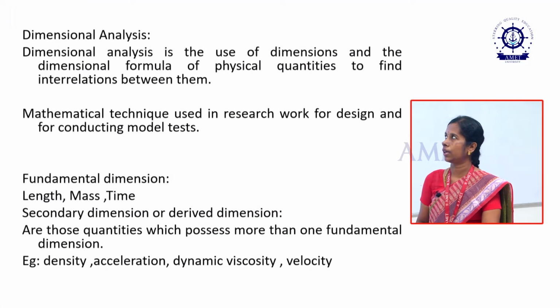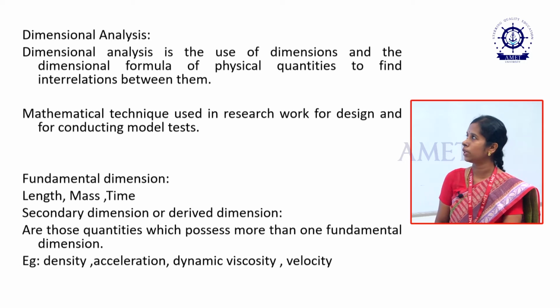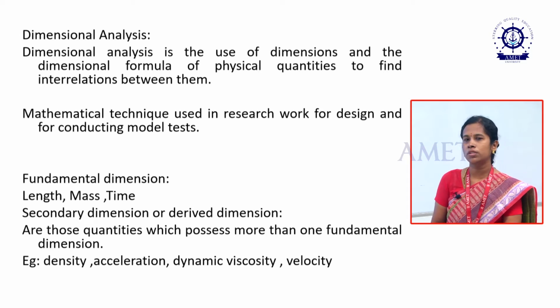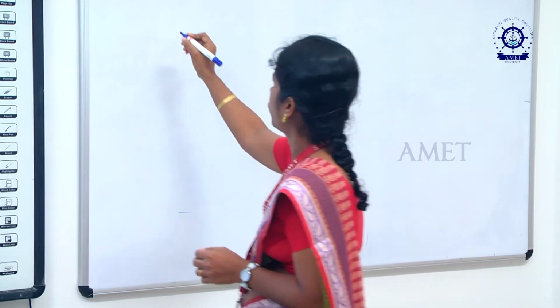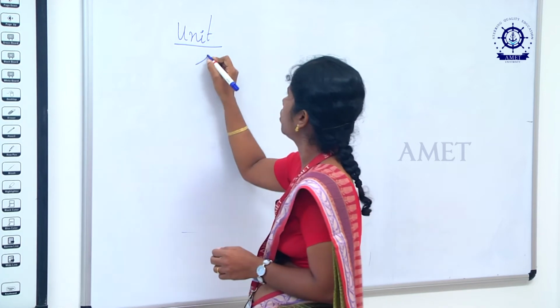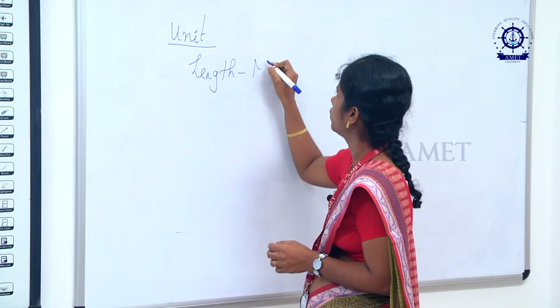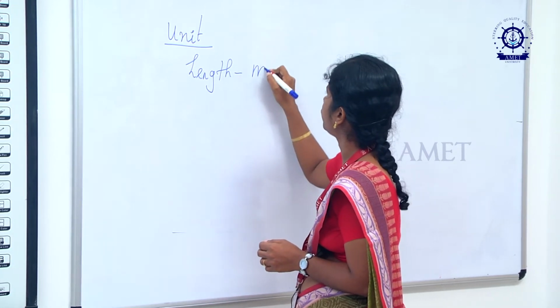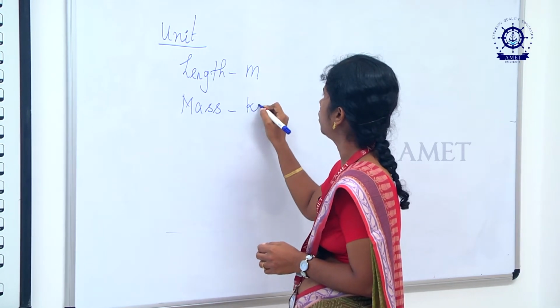What is dimensional analysis? Dimensional analysis is the use of dimensions and the dimensional formulas of physical quantities to find the interrelation between them. So, the unit, suppose you describe the unit for length, it will be meter, and for mass, it will be kg.